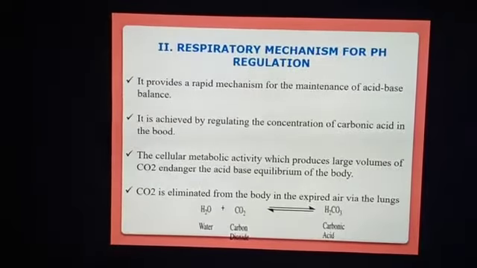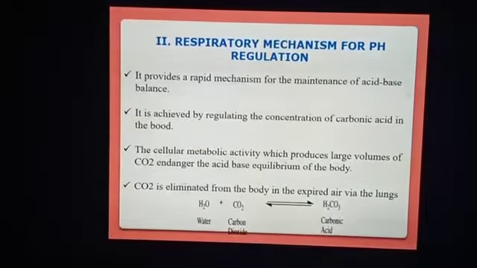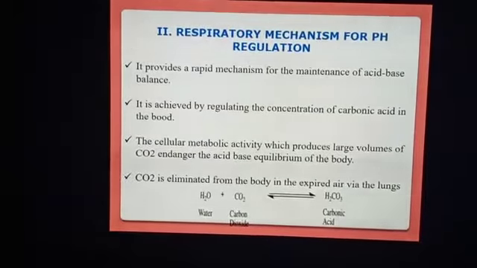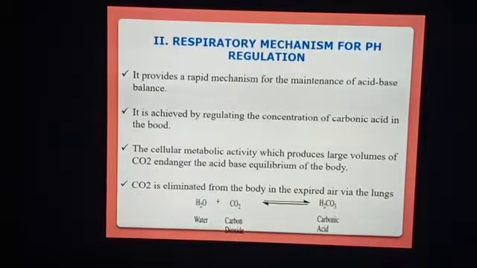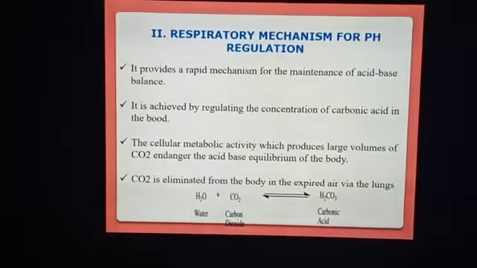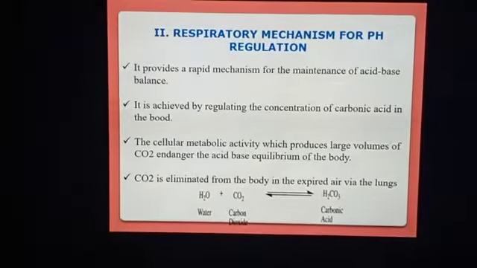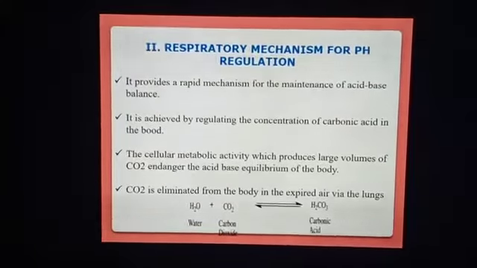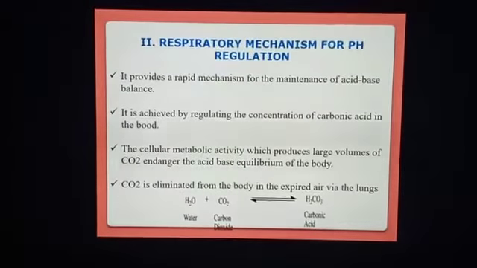Then coming to the respiratory mechanism for pH regulation. The rate of respiration is controlled by the respiratory center located in the medulla of the brain, which is highly sensitive to changes in the pH of the blood. Any decrease in blood pH causes hyperventilation to blow off CO2, thereby reducing the carbonic acid concentration. Simultaneously, H+ ions are eliminated as water. It provides a rapid mechanism for the maintenance of acid-base balance, and it is achieved by regulating the concentration of carbonic acid in the blood.